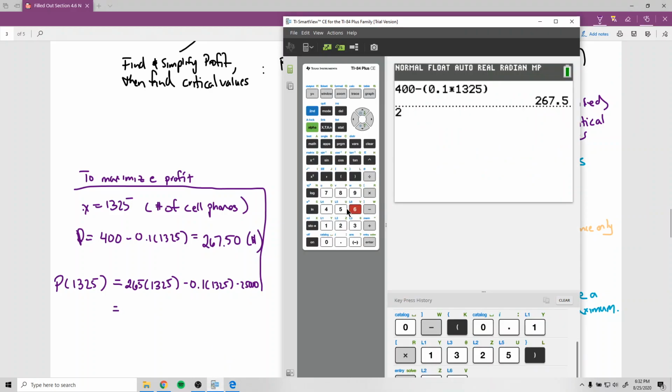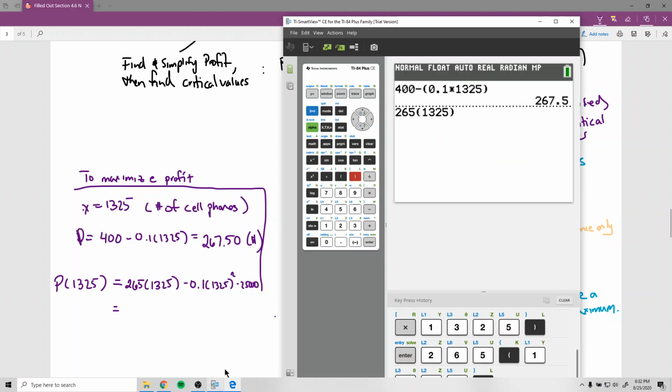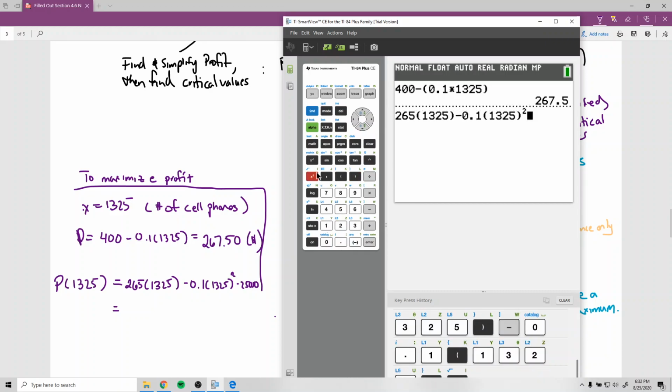And let's see what that comes out to be. I forgot. That is a squared. I knew that looked a little off. So minus 0.1x squared. Let's not forget that. That will definitely mess up our answer big time. And that's still a huge weekly profit, $150,562.50.